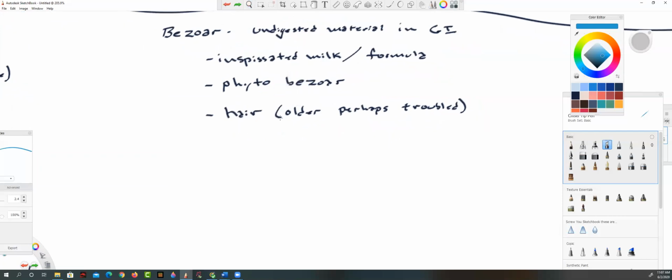And hair. Both the phytobezoar and hair are going to be older, but in the case of hair, sometimes it's just a really bad habit of young women to chew on their hair and they don't even realize they're doing it. But oftentimes they are troubled, or perhaps normal IQ, but stressed, distressed, or something.